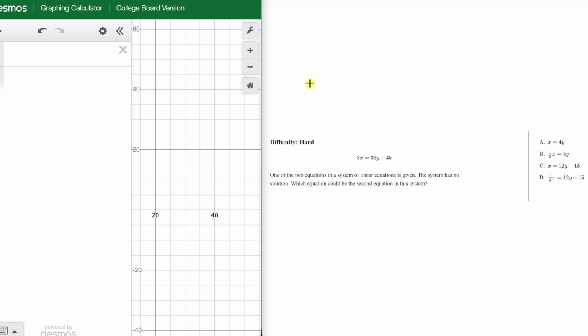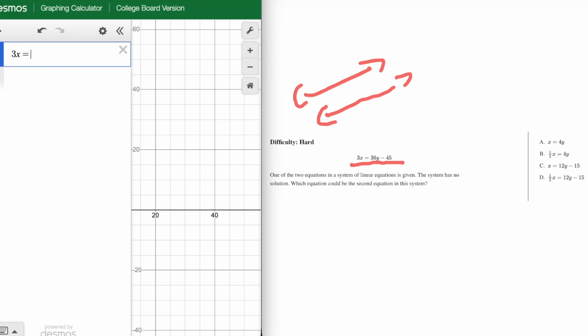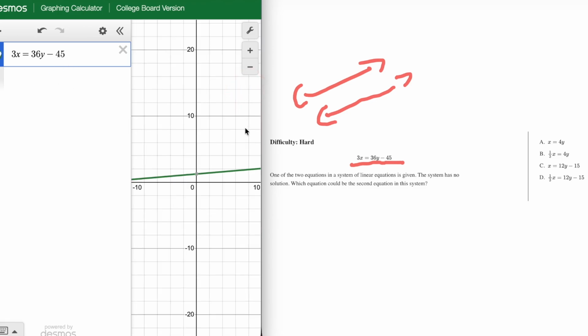So that means that they're both parallel lines. So they would look something like this. They would never intersect. So what I would do is write this one here in Desmos, and I would write each of these four right here in Desmos and see which one never intersects this one. So what I would do here is write in 3x equals 36y minus 45, and this is the line. Hit the home button and it moves it back to the middle, and this is the line here.